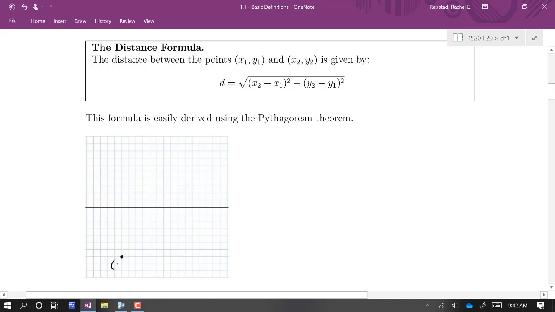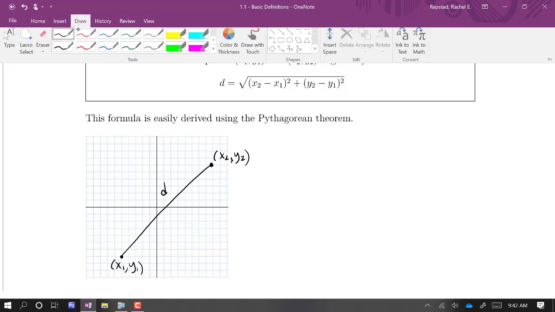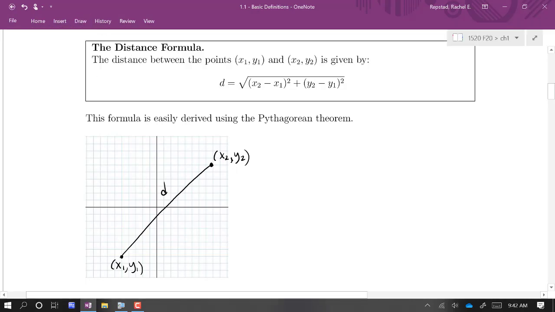So let's say our 2 points are here. Here's x1, y1, and maybe up here there's x2, y2, so that I want to find the value of d, the distance between those 2 points. The way I'm going to accomplish that is by drawing some perpendiculars. I'm going to draw this horizontal line over, and this vertical line down. And when we do that, you can see that we've got this nice right triangle.